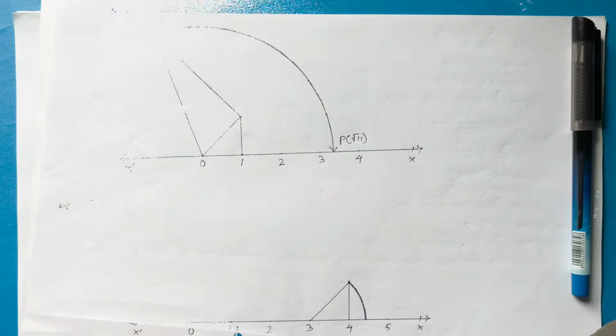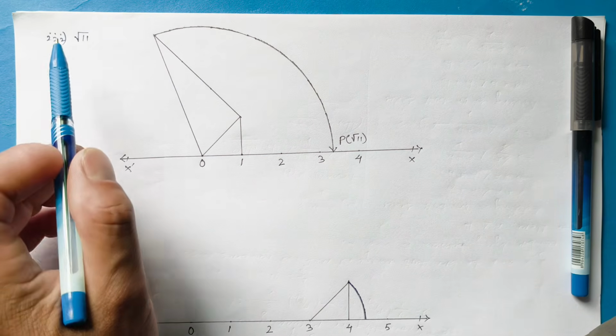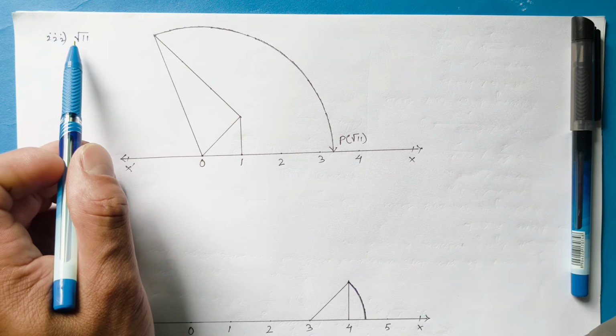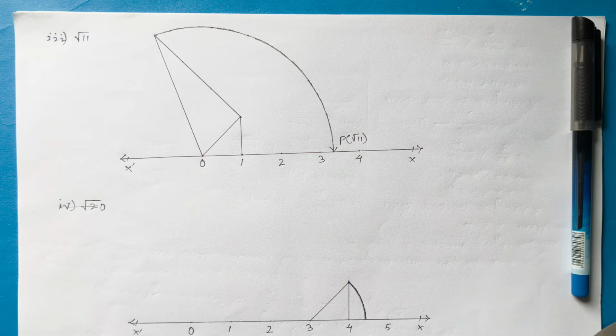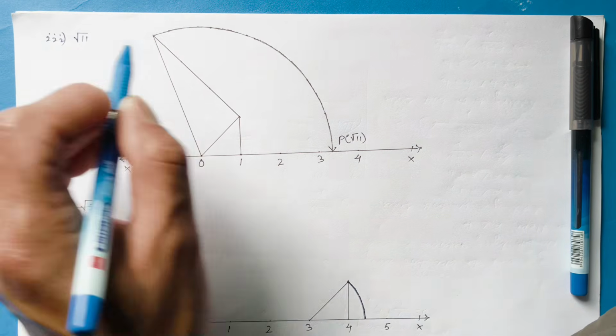Do you understand? Next, let's see question number 5, part 3, root 11. Root 11 is also a number. How will you represent root 11 on the number line? Let us see. First, as before, we take sums of two numbers equal to 11. Let's find out first.